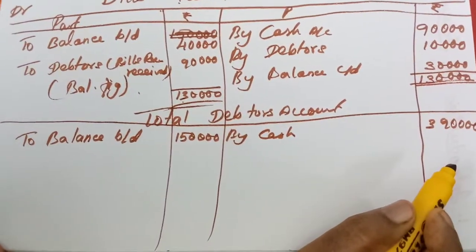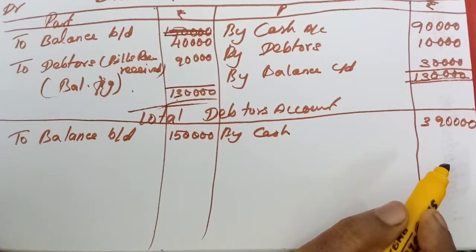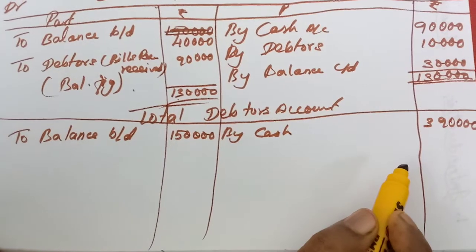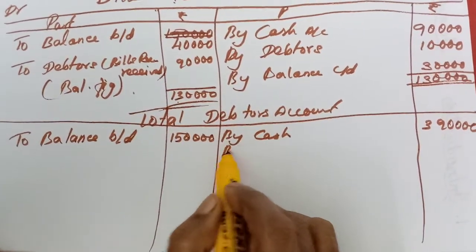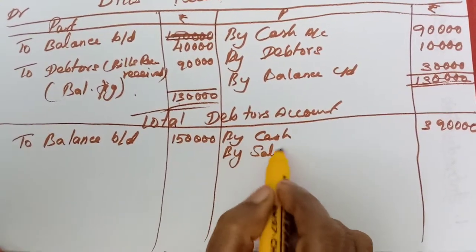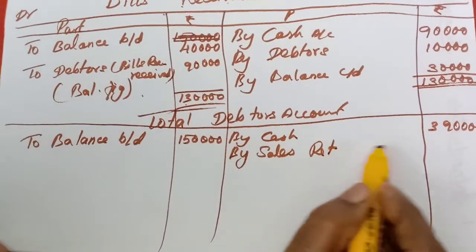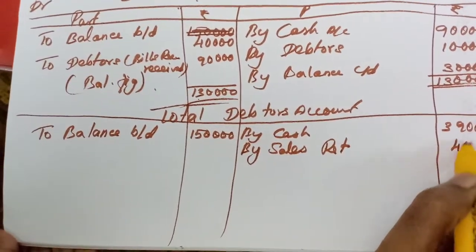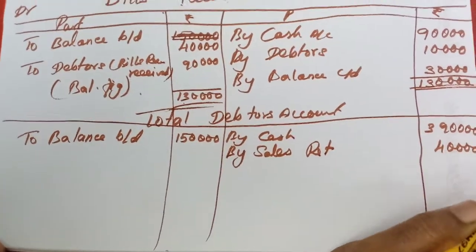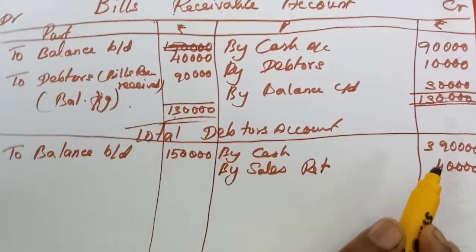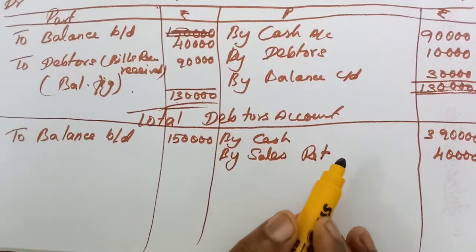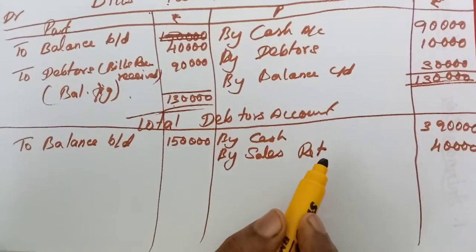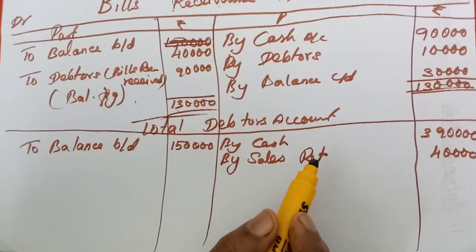Then next one, cash received for bills receivable, no. Bills receivable dishonored, no. Then next, sales return. So by sales return, amount 40,000. Then closing bills receivable and sundry debtors.